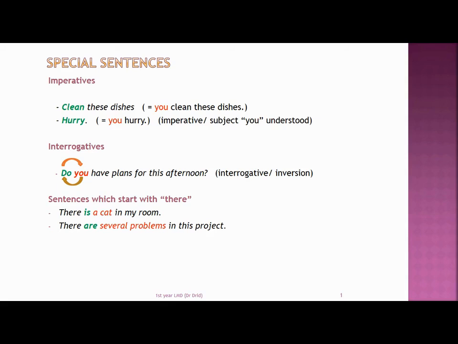So, there is a cat in my room. Here, what is the subject? The subject is a cat. It comes after the verb. The same thing in the second sentence. There are several problems in this project. The subject is not there. It is several problems. Here we mean several problems exist in this project. A cat exists in my room. These are the special sentences.